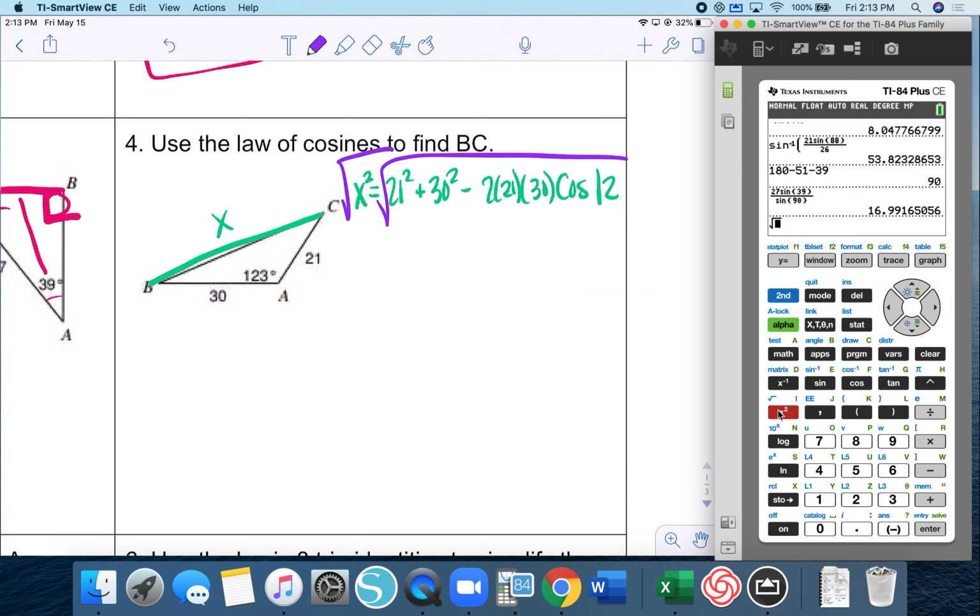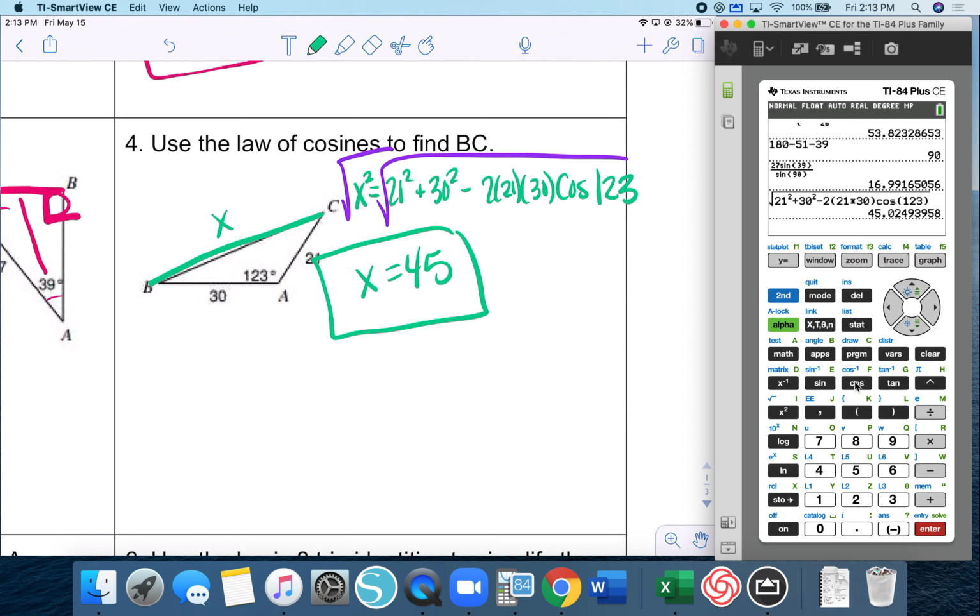So remember there is a formula chart listed of all of the formulas that you can use and have at your disposal on this assessment. So make sure you are referencing those to fill in your information. And so x is going to be about 45, which makes sense because it's much bigger than either of these two.